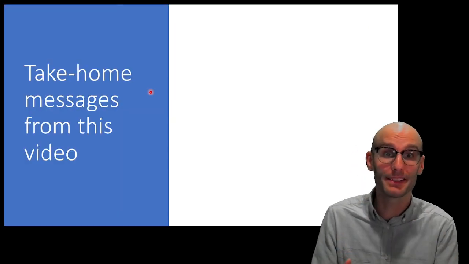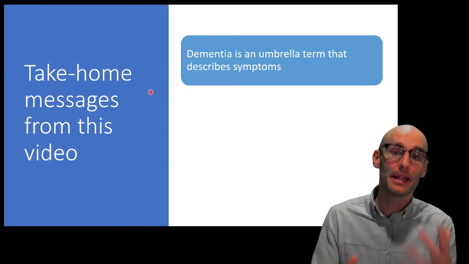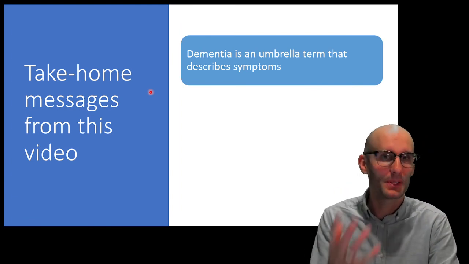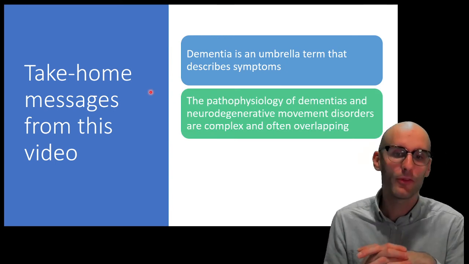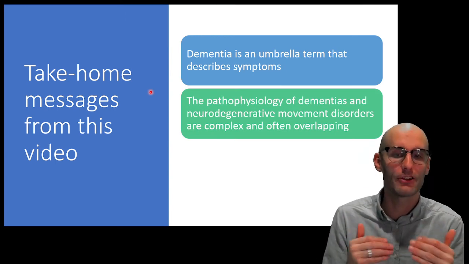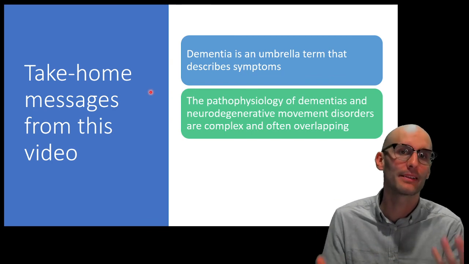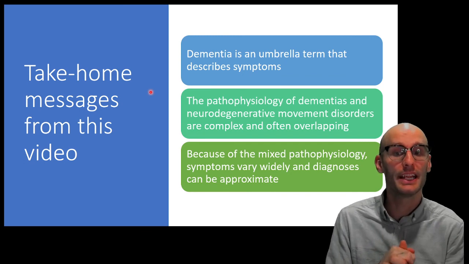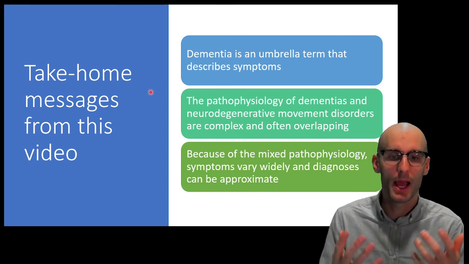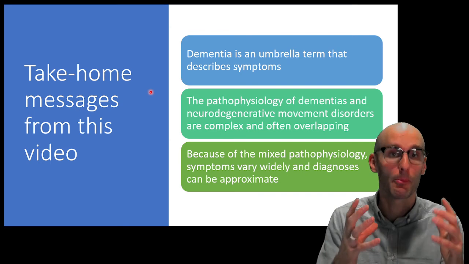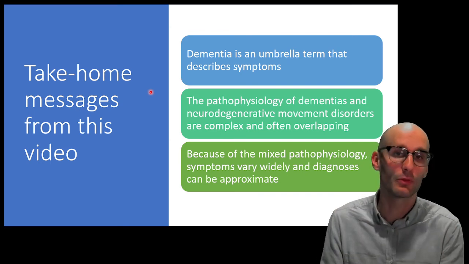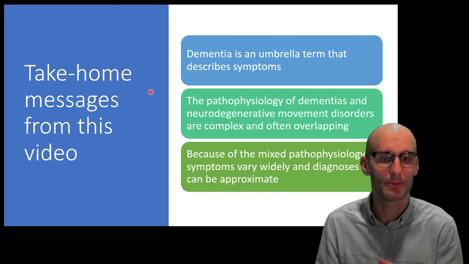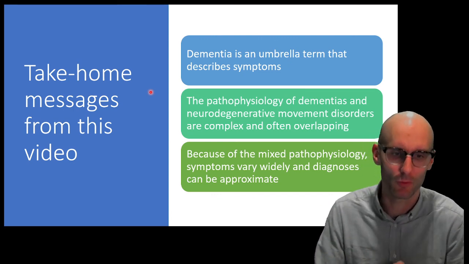So the take-home messages from this video are: dementia is an umbrella term that describes symptoms of cognitive decline. It's not a specific disease. The pathophysiology of dementias and neurodegenerative movement disorders is complex and overlapping. And lastly, because of the mixed pathophysiology, symptoms vary widely, and diagnoses can be very approximate. So you might be diagnosed with one dementia and then on postmortem it might turn out to be a different dementia, for example. And that is happening more and more.